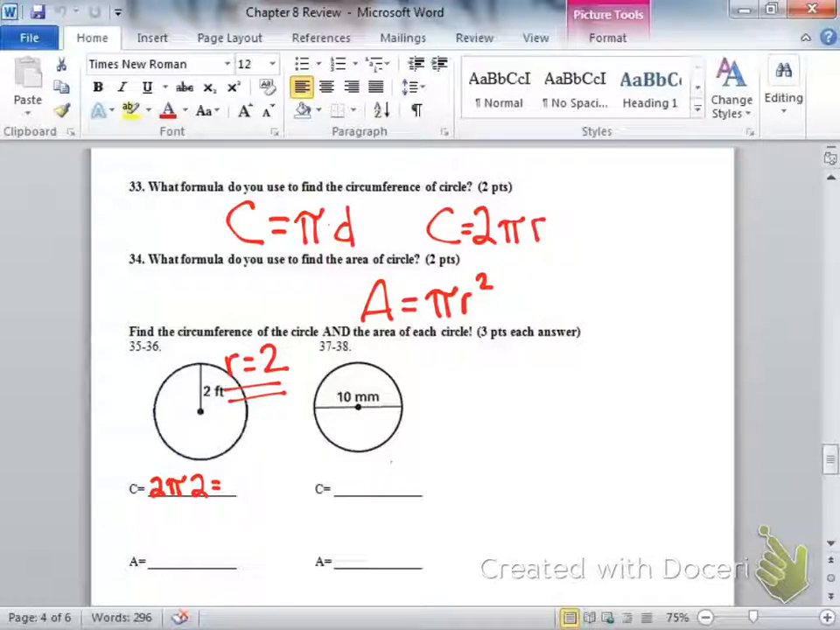So 2, use the pi button. Oh yeah, I've done it. Anyone have it? I got 12.6. I don't even know if I did that right. I got 6.3. I'm coming up with 12.57.